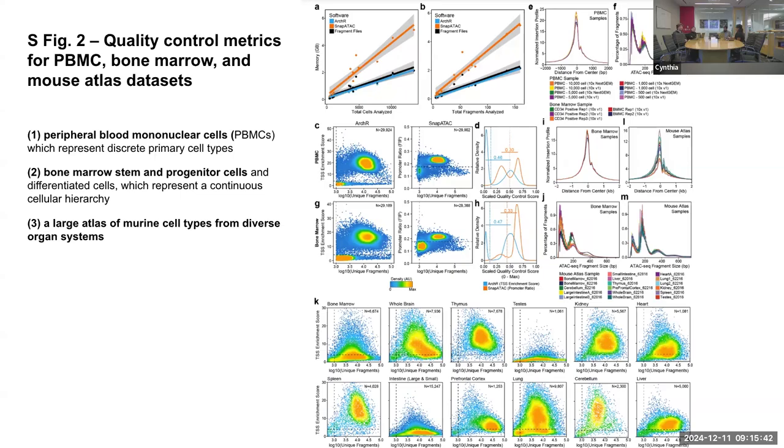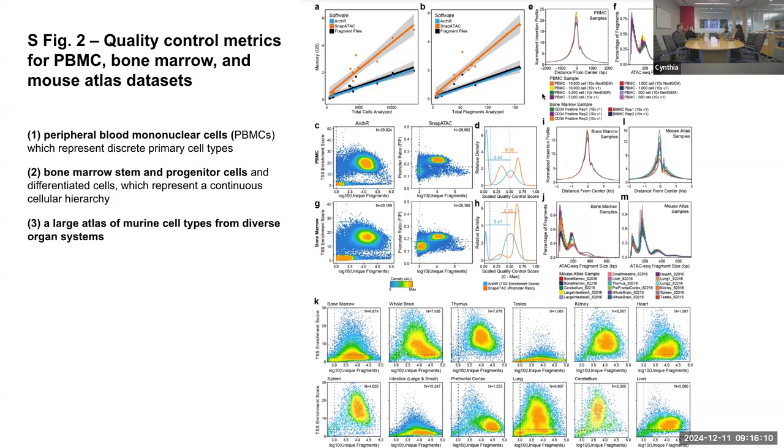But they also include the nucleosome signal, to look at the preservation of the chromatin structure. Each one of the lines that you can see here in yellow, green, and all these colors comes from each one of the different datasets that they used as an example.